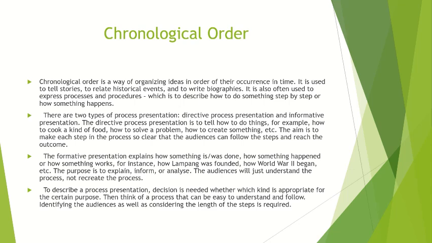There are two types of process presentation: directive process presentation and informative presentation. The directive process presentation is to tell you how to do things. For example, how to cook a kind of food, how to solve a problem, how to create something, etc. The aim is to make each step in the process so clear that the audience can follow the steps and reach the outcome.